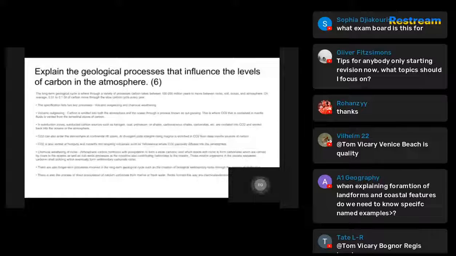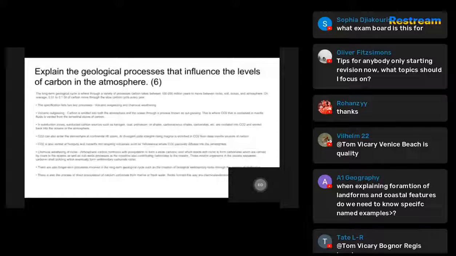Volcanic outgassing is where carbon is emitted into the atmosphere and the ocean through a process of outgassing, and this is where CO2 that is contained in the mantle fluids is vented from terrestrial stores of carbon.